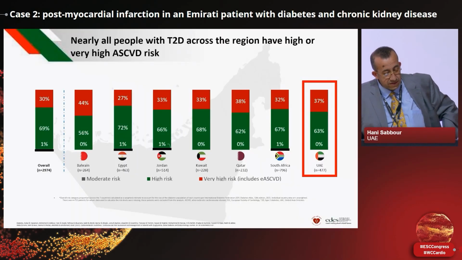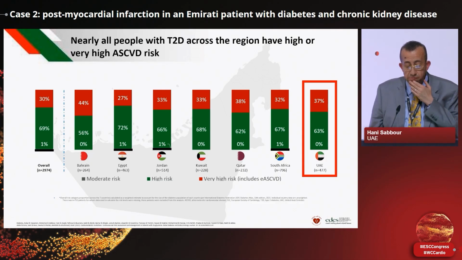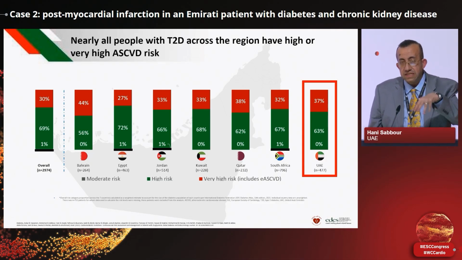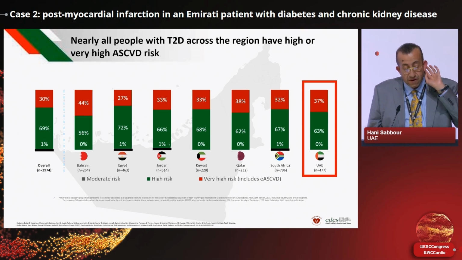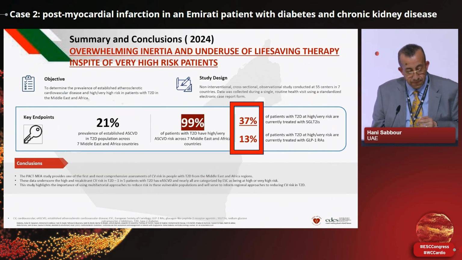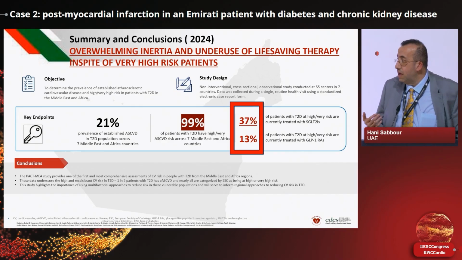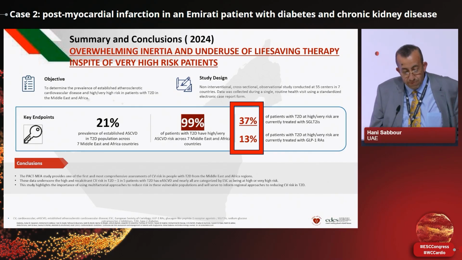So that was the PACMIA study. The UAE actually contributed about a third of the patients from the region. If you take the patients in total, 37% are very high risk and 63% are high risk. This reflects the reality of Dr. Juwairiya's patient. They come to the outpatient clinic and are unrecognized as very high risk. Even though 99% were high and very high risk, only a third were getting disease-modifying therapy and SGLT2, and even less GLP-1.